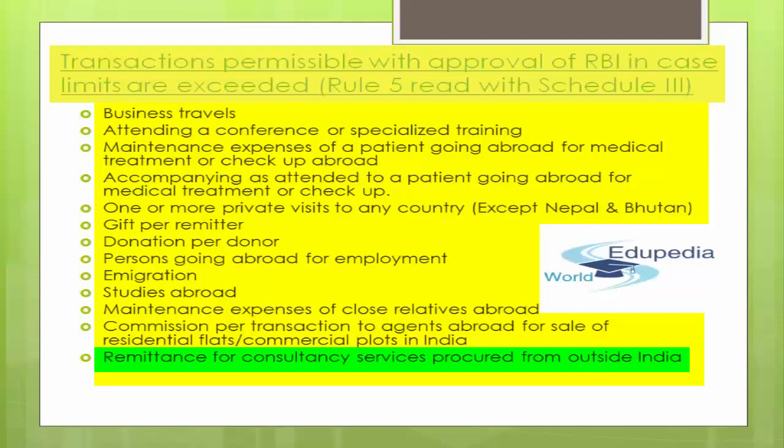Remember, if you wish to pay any amount as gift per remitter, you can do so. Presently that's 5,000 US dollar per financial year. If I talk about donations, the limit fixed by the RBI is again 5,000 US dollar per financial year. So that is something you can do in that particular case.